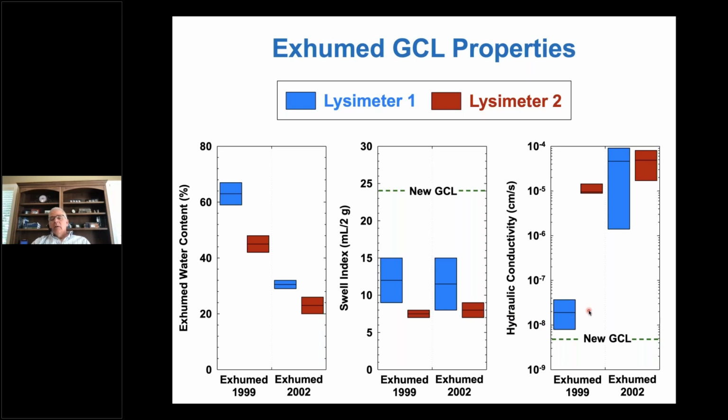And importantly, the hydraulic conductivity of the GCL after it was exhumed is nothing like our new GCL down here at about 3 times 10 to the minus 9. Some samples in lysimeter 1 in the first exhumation were about 10 times higher than expected. But by 2002, they're all very permeable, right? Very permeable, up in the 10 to the minus 5 centimeter per second range. So nowhere near 10 to the minus 9. Orders of magnitude. Wow, what's going on there?